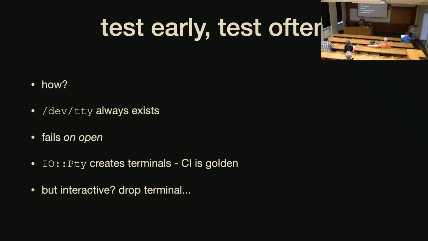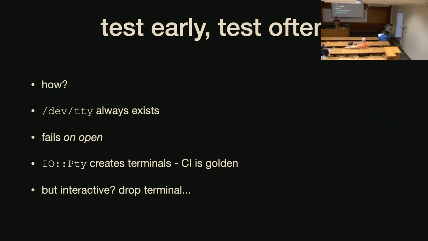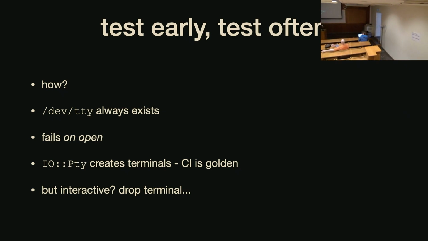/dev/tty always exists. It fails on open if you are a non-interactive session. If you're testing on the continuous integration system, or if you're on production, you are a non-interactive session. This is great, because a module exists, IO::Pty, yes, a pseudo terminal, which will create pseudo terminals. So on the continuous integration system, I can write a test that uses IO::Pty to create a pseudo terminal, and I can test opening the terminal under the pseudo terminal, and that is good. First of all, I can test opening normally and it will fail, and then I can do it in a block where I've done this, and it will succeed, and I can test this.